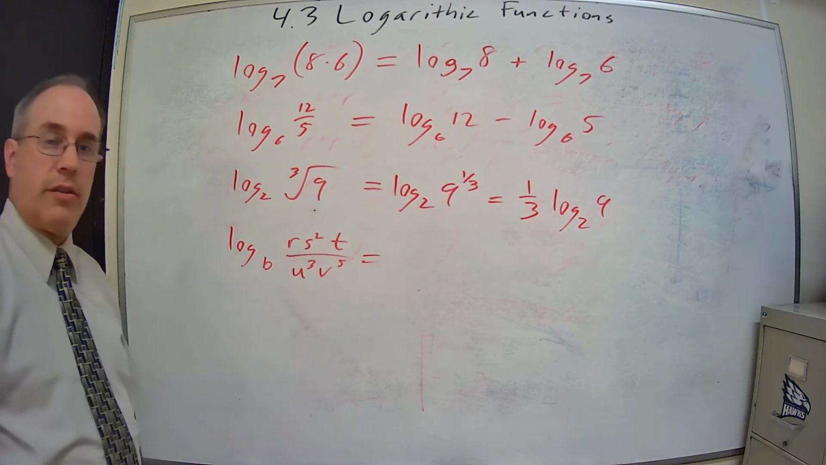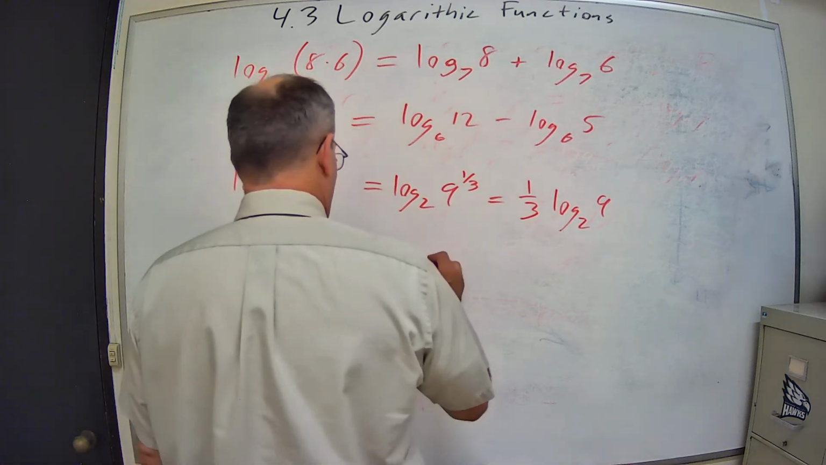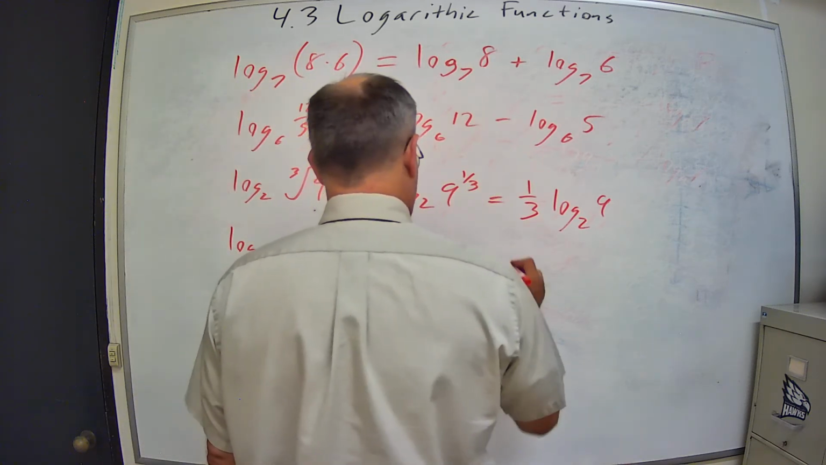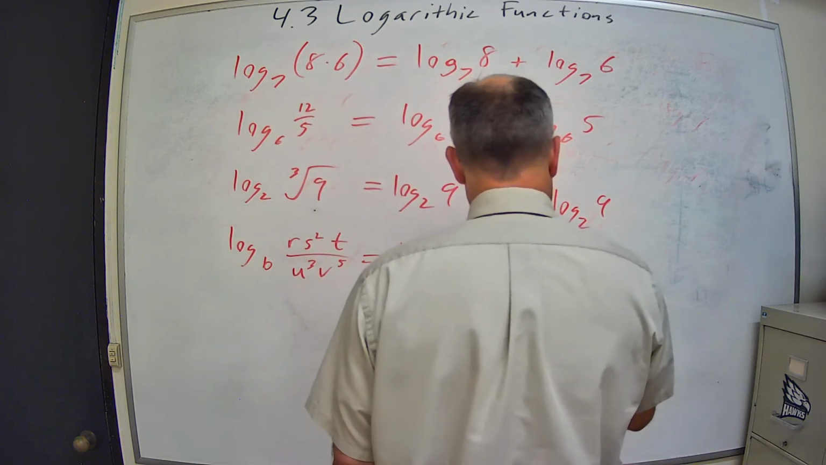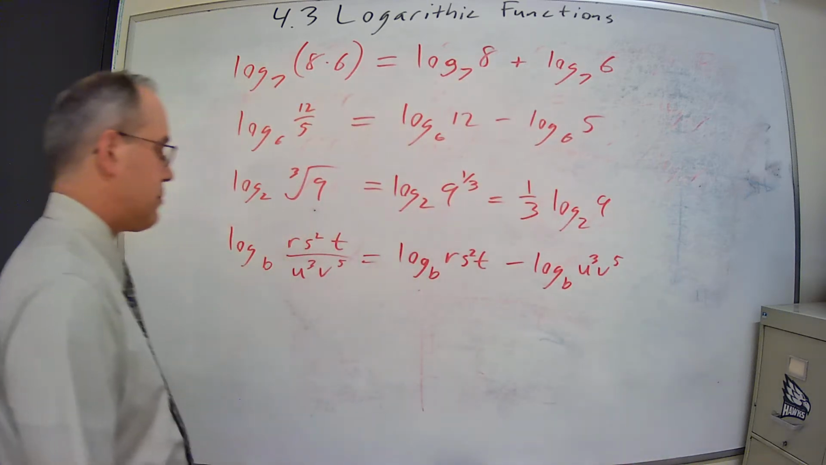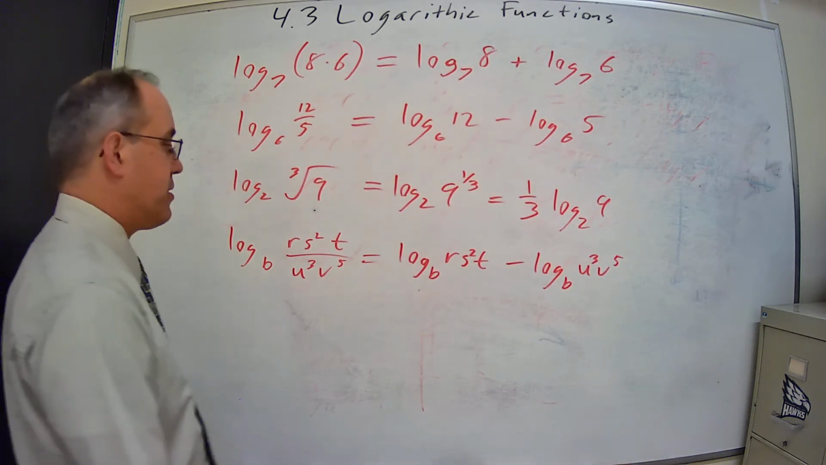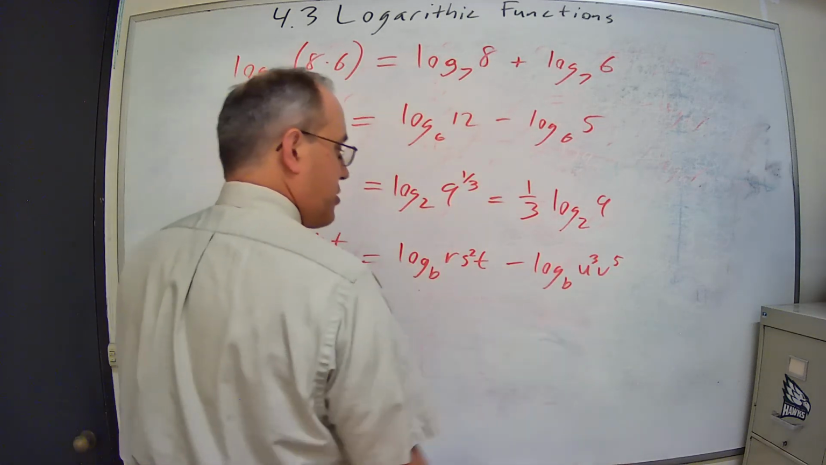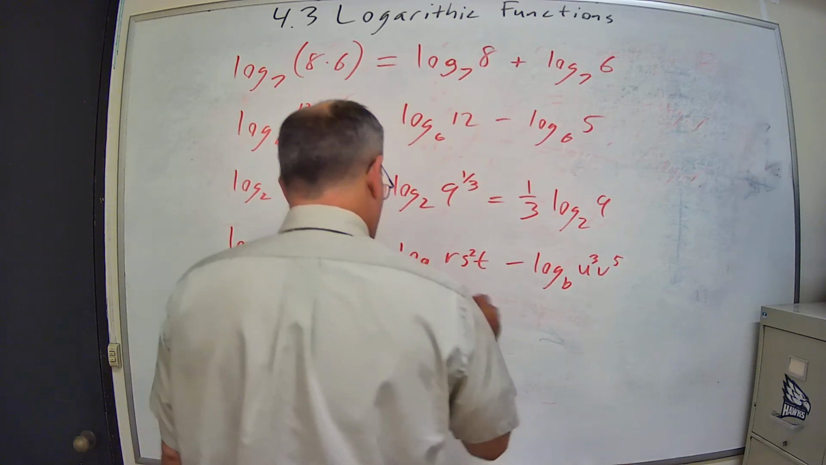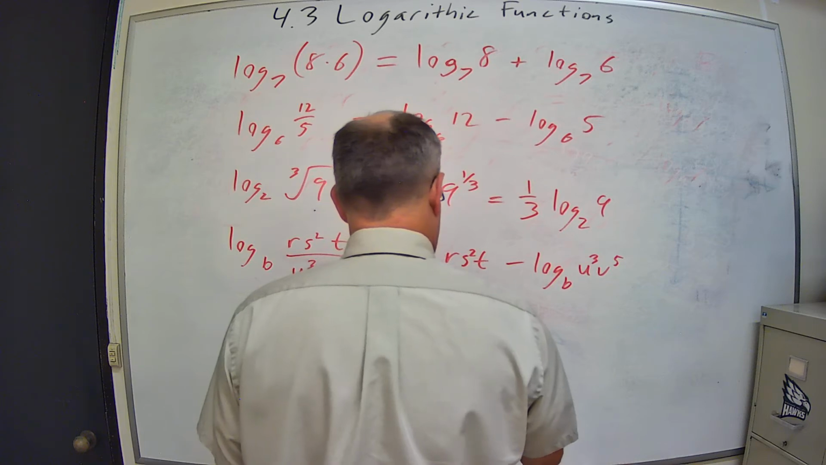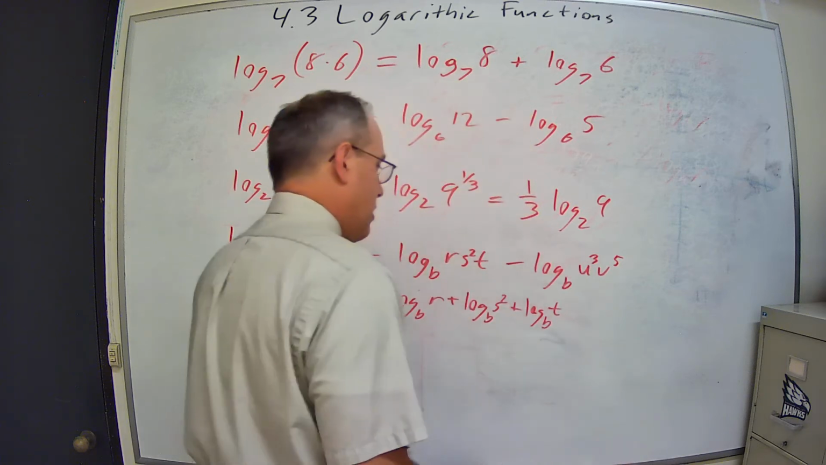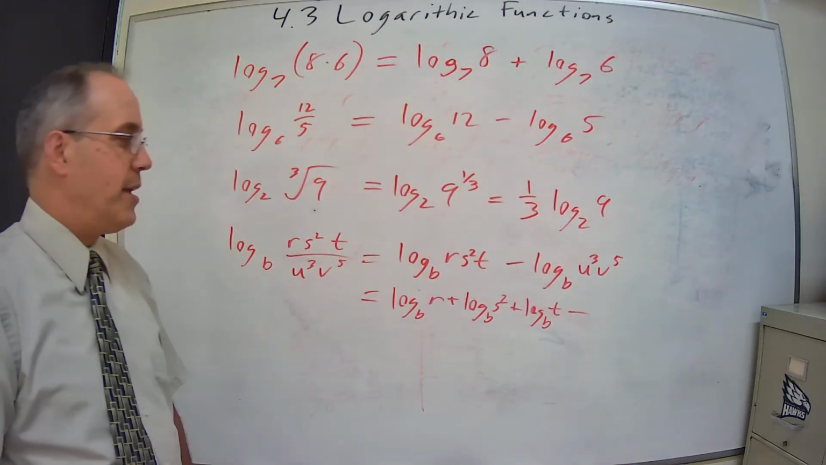a quotient here. So I can rewrite this as log base b of rs squared t minus log base b of u cubed v to the 5th. I can start out with that. And then I can say, well, now I have products. So I can say this is log base b of r plus log base b of s squared plus log base b of t minus whatever the rest of this is.